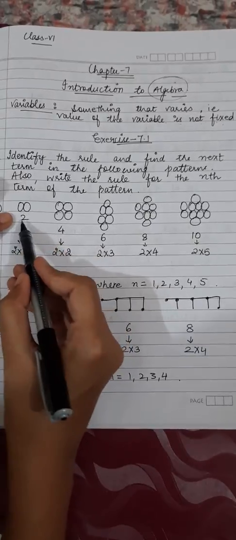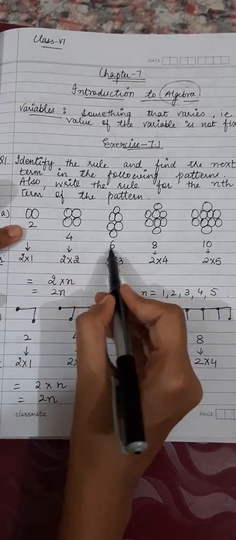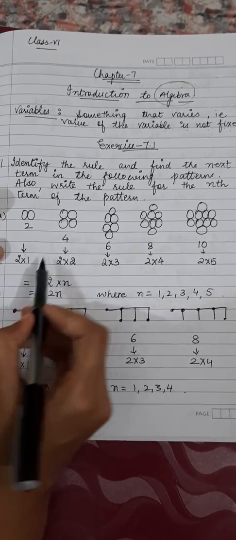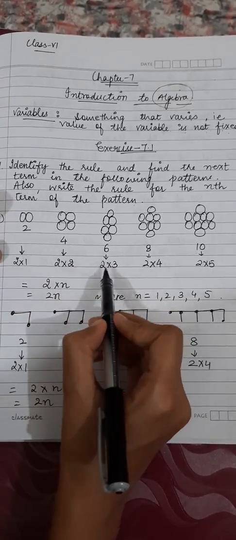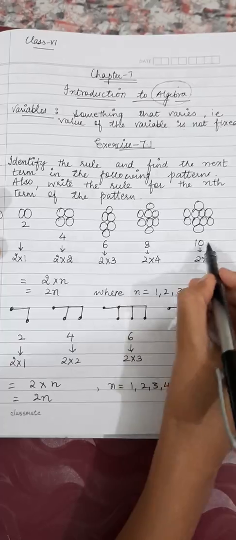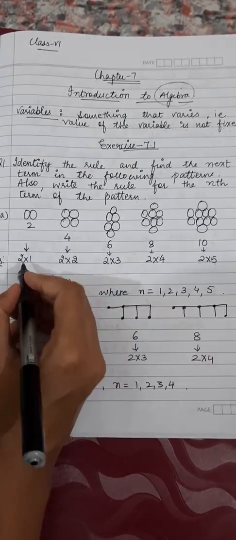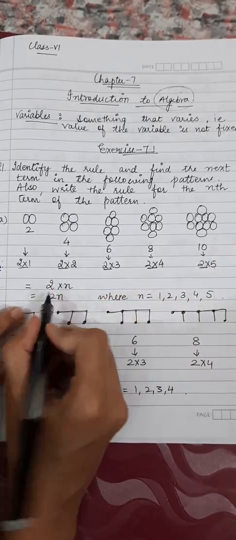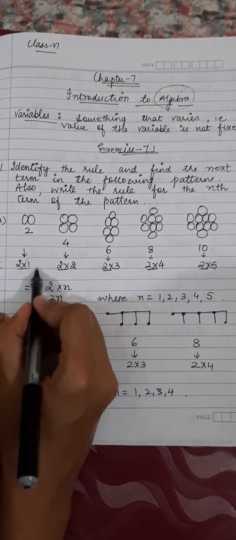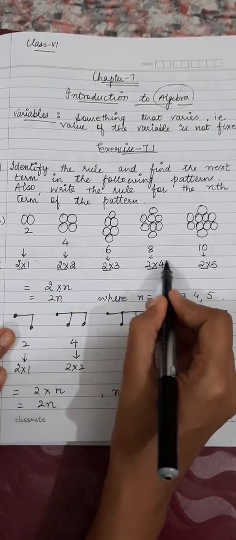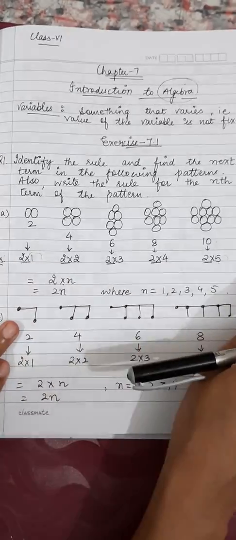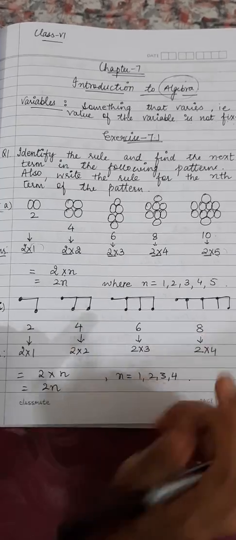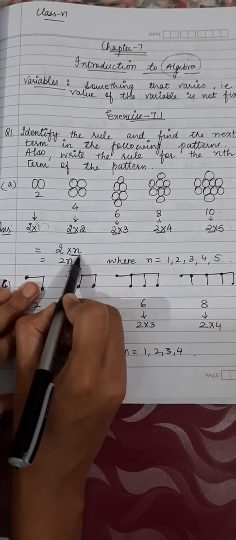Now the first is, these circles are given to you. Count the circles. These are 2, next 4, then 6, then 8 and then 10. This 2 I can write as 2 into 1, 4 as 2 into 2, 6 as 2 into 3, 8 as 2 into 4, 10 as 2 into 5. Now everywhere it is 2 into, so they are the same, so I'm going to write 2 into. And this 1, 2, 3, 4, 5, they are changing. The numbers which are changing, I am going to consider as one variable, and that is going to be any alphabet, and that is n.